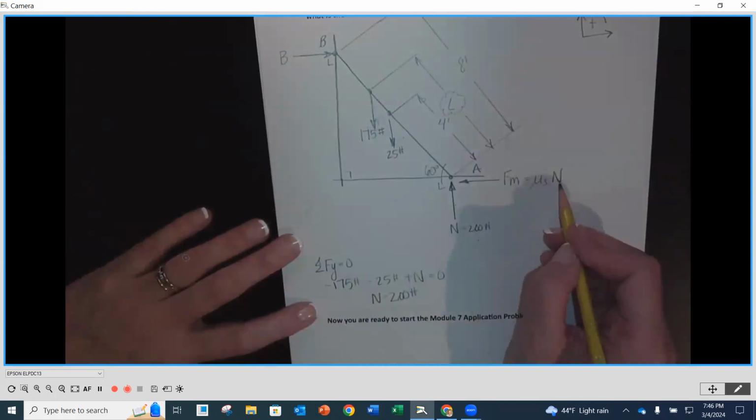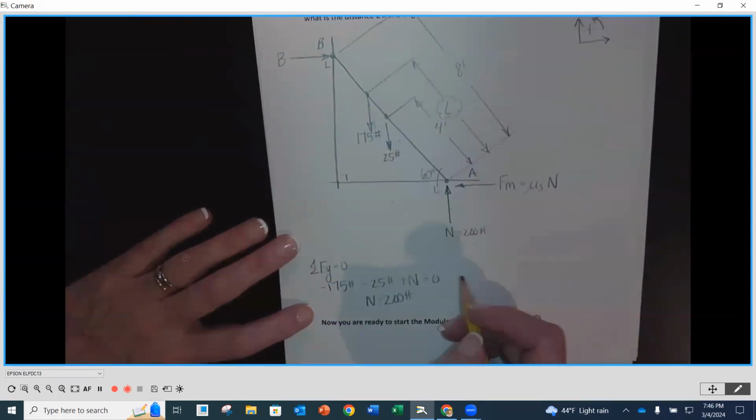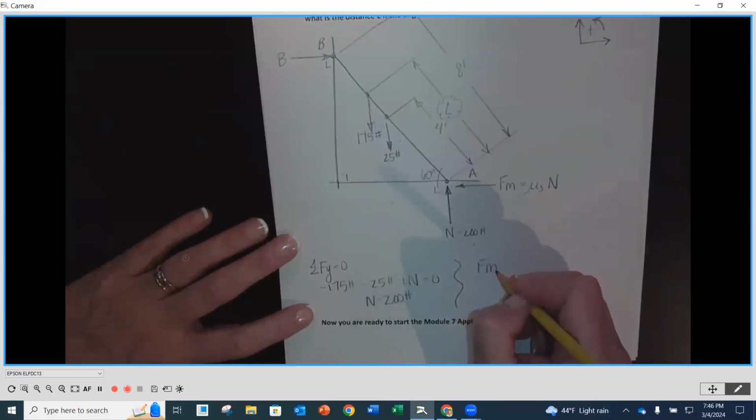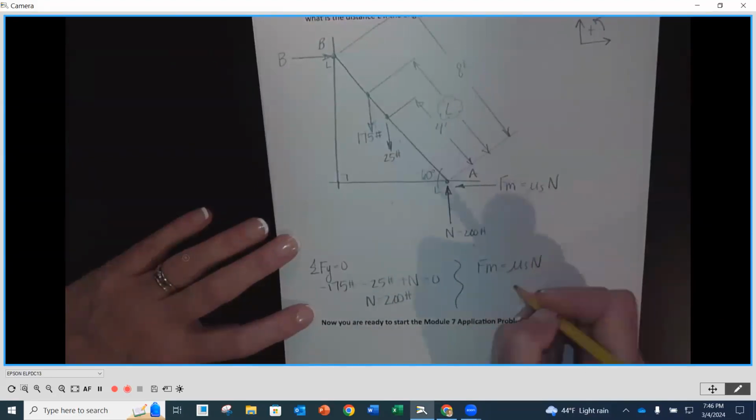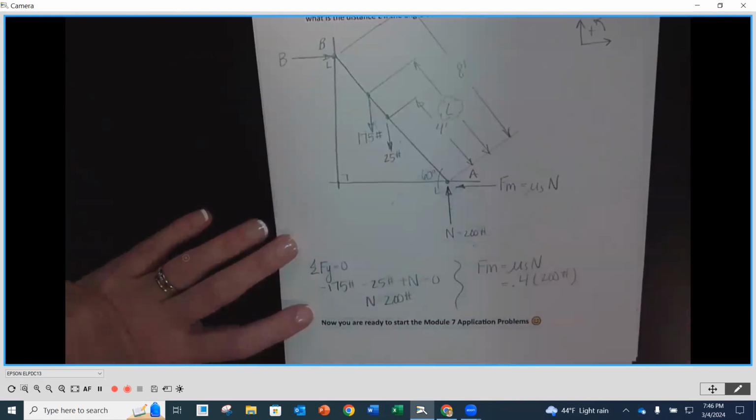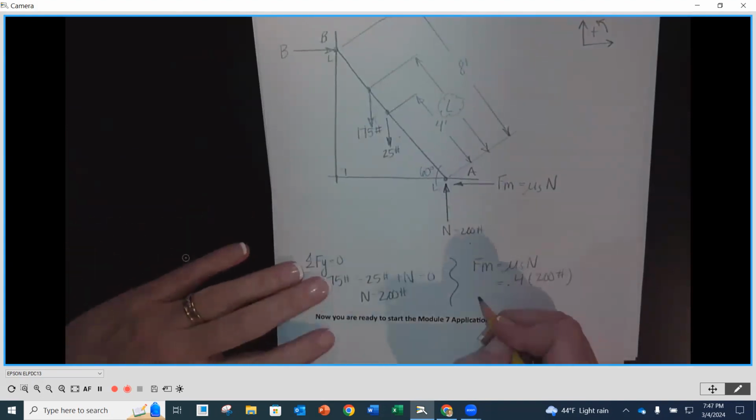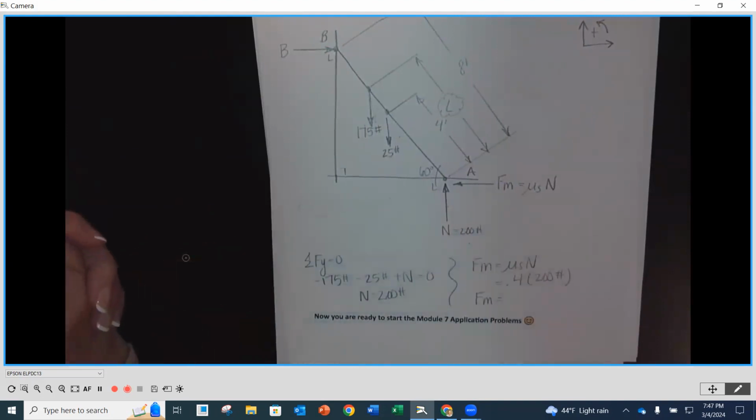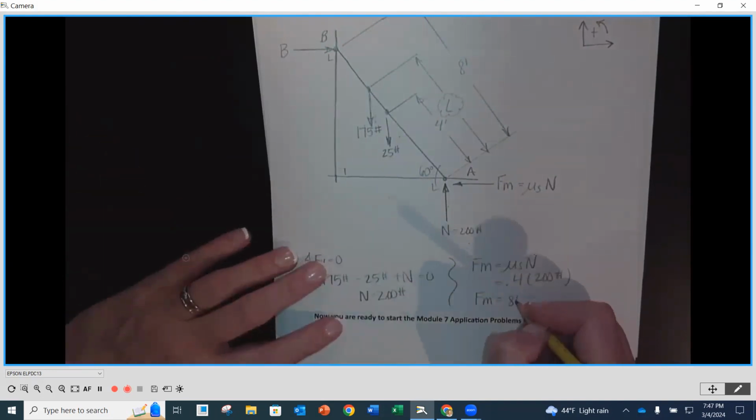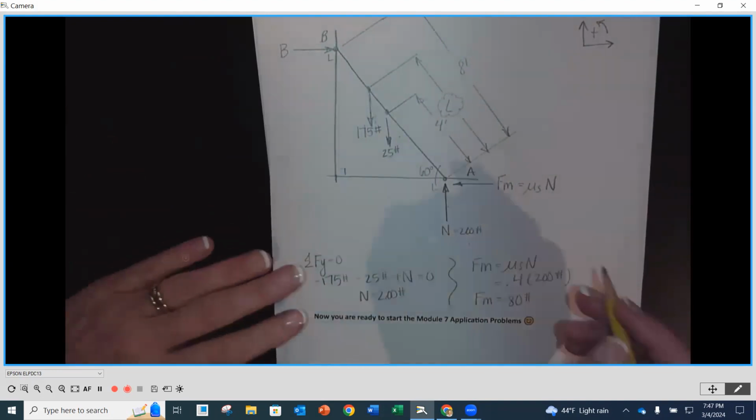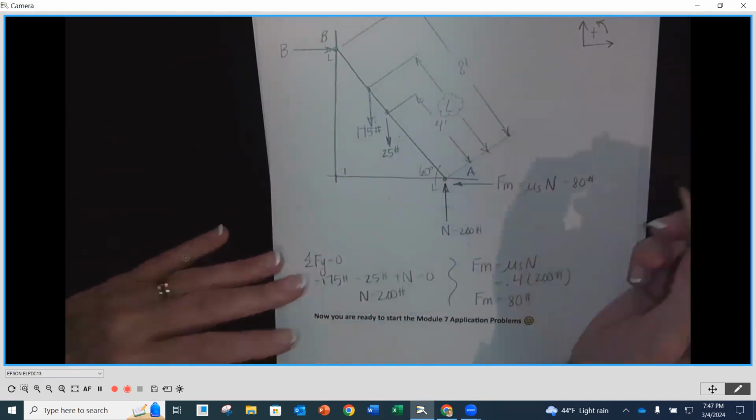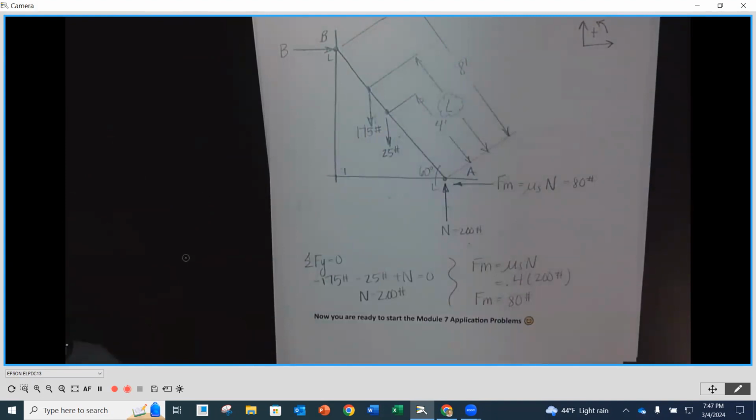So now if I know that, and I know my coefficient of static friction, I can calculate my maximum friction force to be 0.4 times 200 pounds. So my maximum friction force here then is what? Is that 80? It is 80 pounds. So we know this to be 80 pounds.